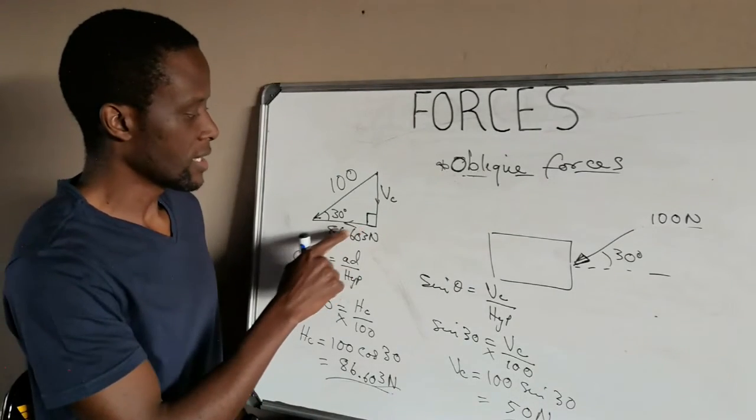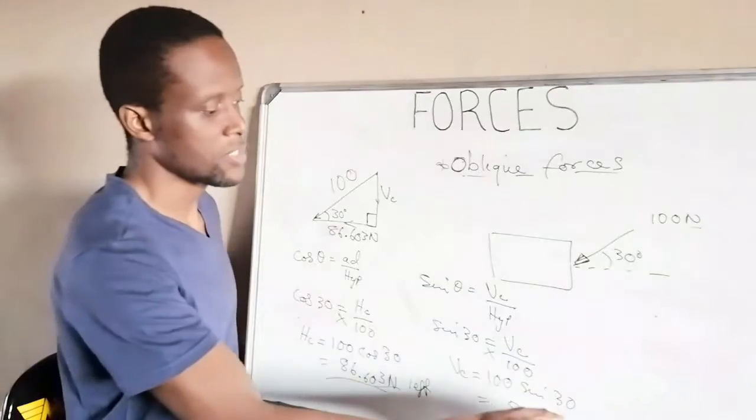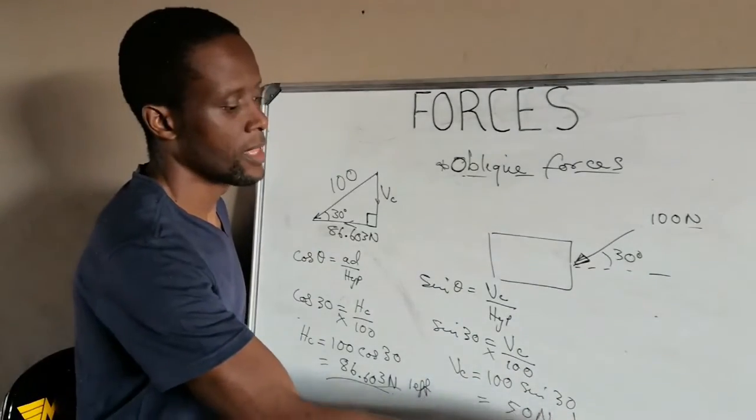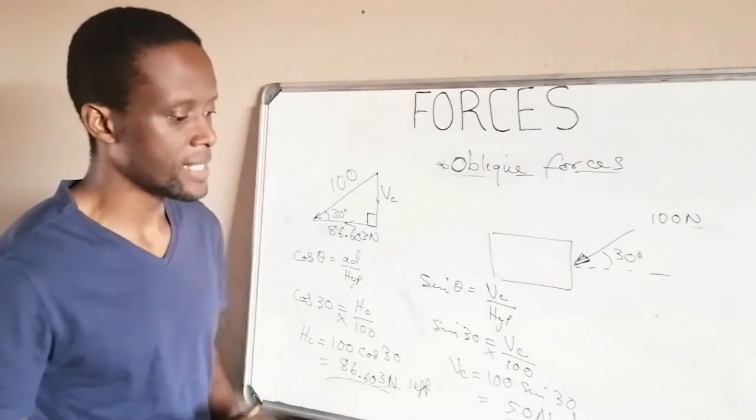Now, like we said, these are vectors. This 86.603 is pushing to the left. The 50 newtons is pushing downwards. That is how you'll be resolving oblique forces, forces that are at an angle.